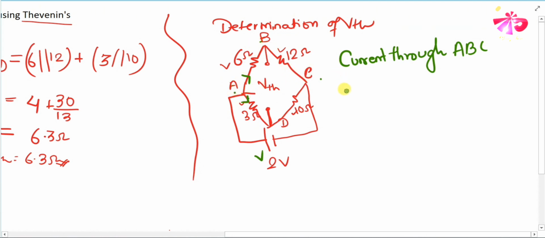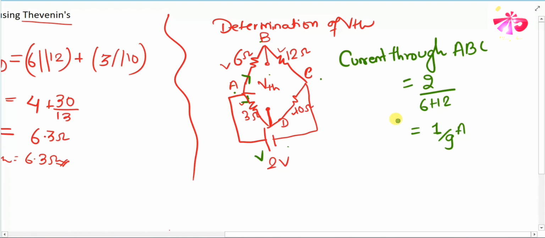So current flowing through ABC will be, we know current is equal to V by R. For now, our voltage will be 2 volt. Why? Because this 2 volt is in parallel with the branch ABC. That's why 2 upon total resistor, which is 6 plus 12, which is 1 upon 9 ampere. We can easily see that the current flowing through ABC is 1 by 9.